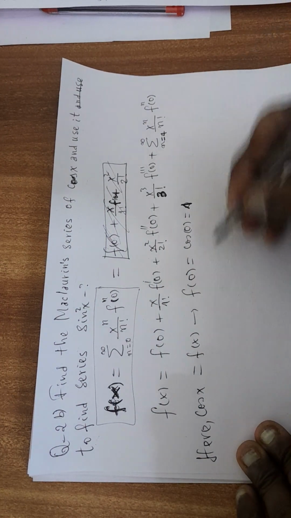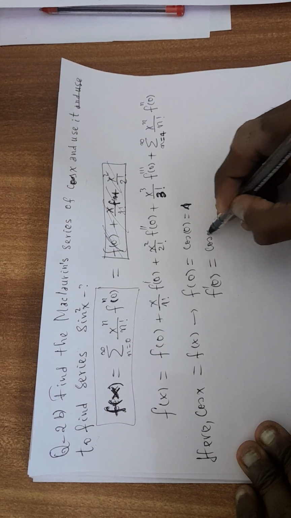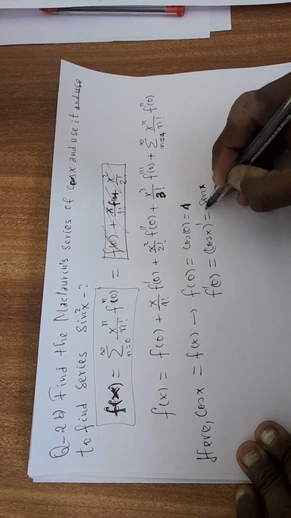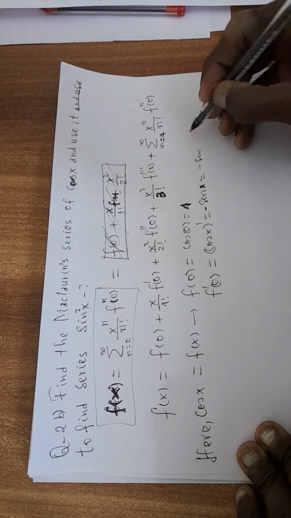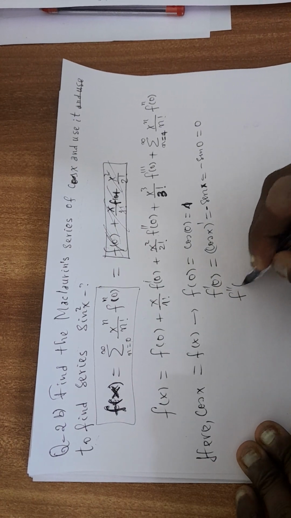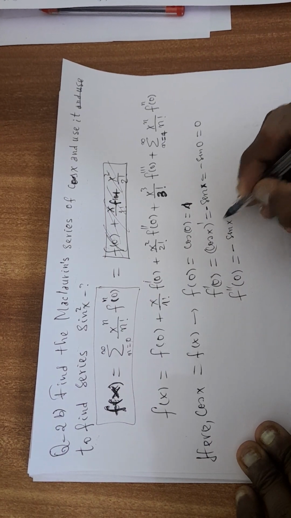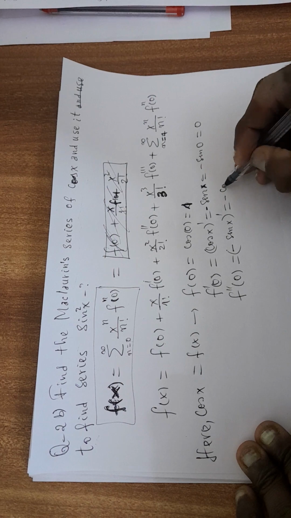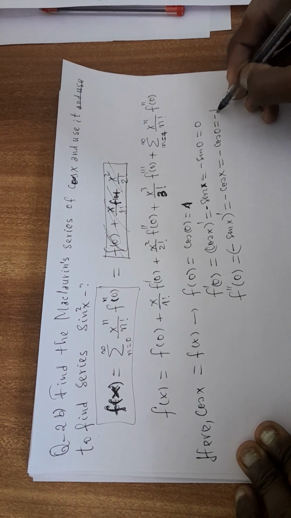Then for the first derivative, I have cos x and I differentiate it, which gives negative sin x. Applying it at 0, I get minus sin of 0, which is 0. Then I go for the second derivative. Minus sin x, differentiated, gives minus cos x. So minus cos of 0 is minus 1.